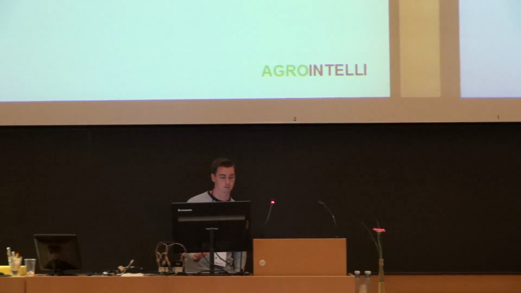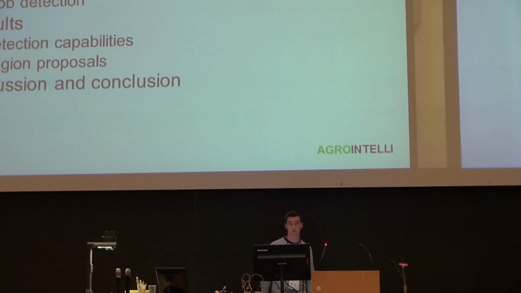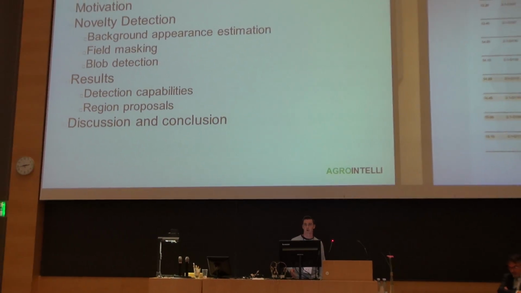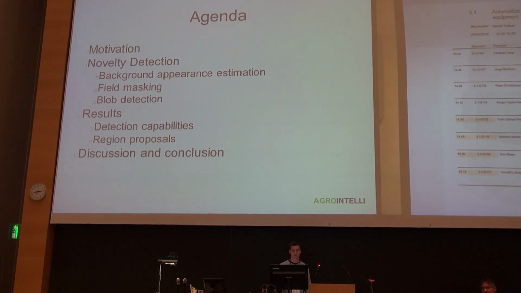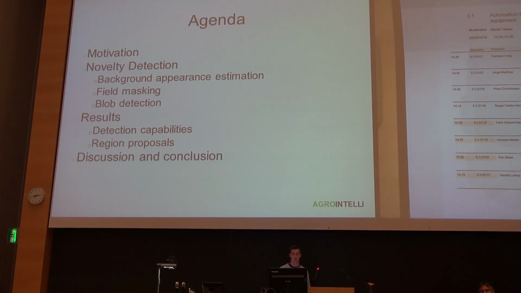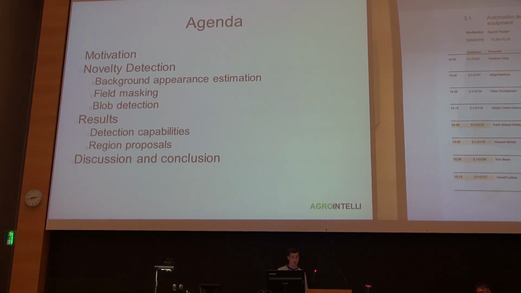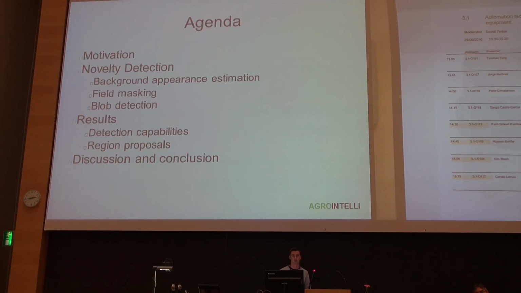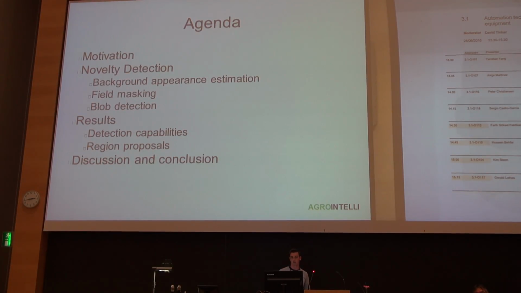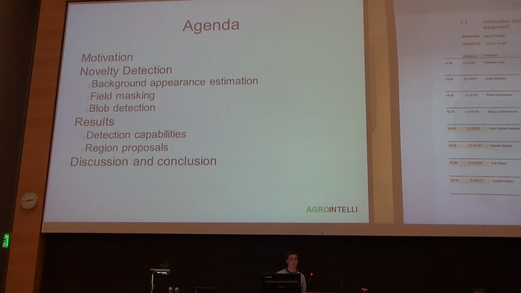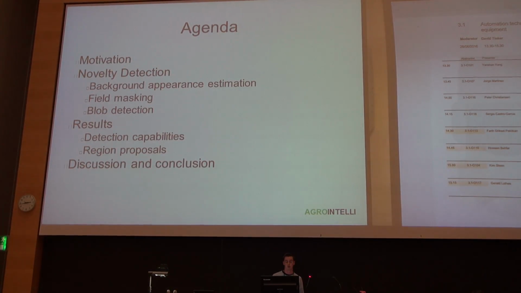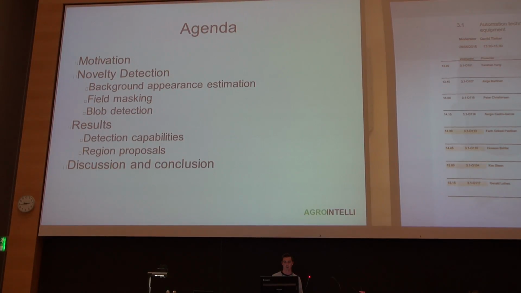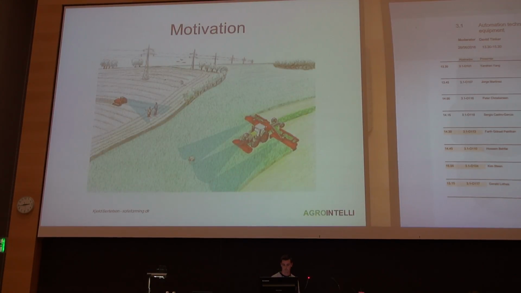So just a short motivation. I think Peter also presented that very well. And I'll present some of the core concepts of the novelty detection: that we're building a background model, and we're applying a field mask, saying we're only interested in detecting what's in the field, and how we detect the obstacles. Then I'll show some results regarding how well it performs in detecting the obstacles that we have in the field, but also what this kind of idea could be used for in future work, and then discuss and conclude that work.